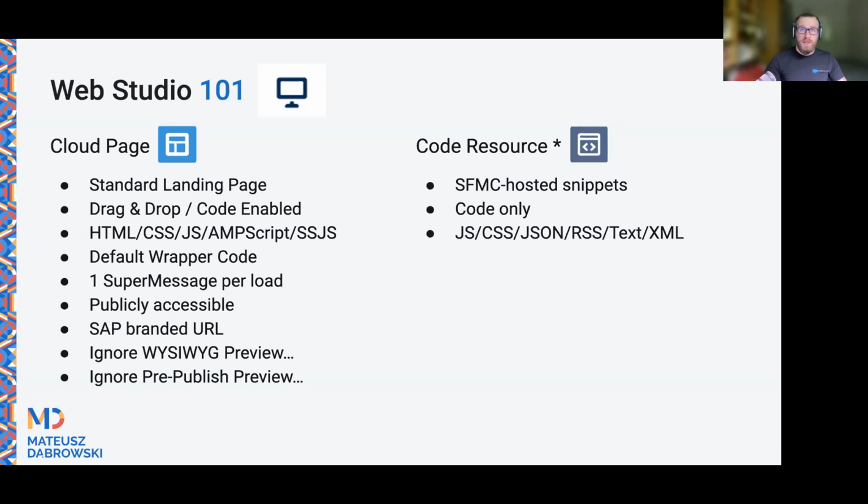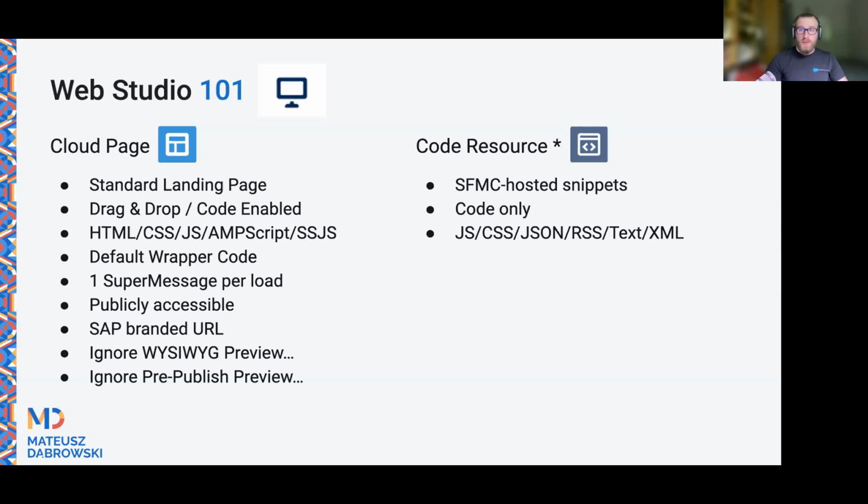But there are quite a lot of things that you can store in the code resources. This is the JavaScript, CSS, JSON, RSS, text, XML. So many different solutions that you can host on the code resources. And you can, of course, leverage it later on the cloud pages, just as you do on the standard pages, by importing, for example, the CSS from the code resource. Again, we'll be talking a bit more about it in a few slides.